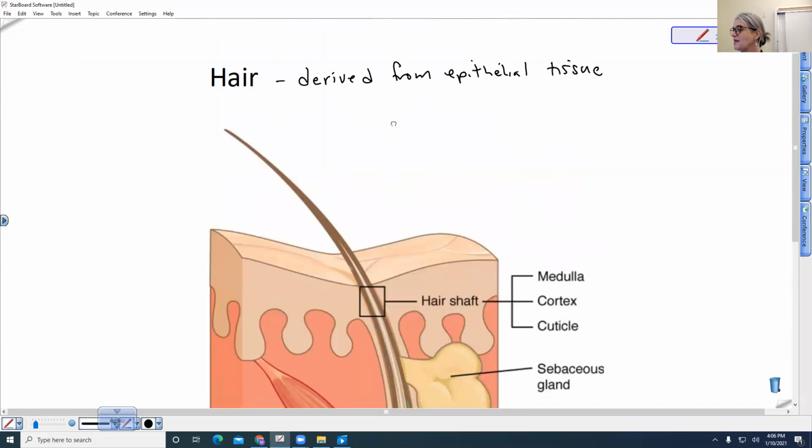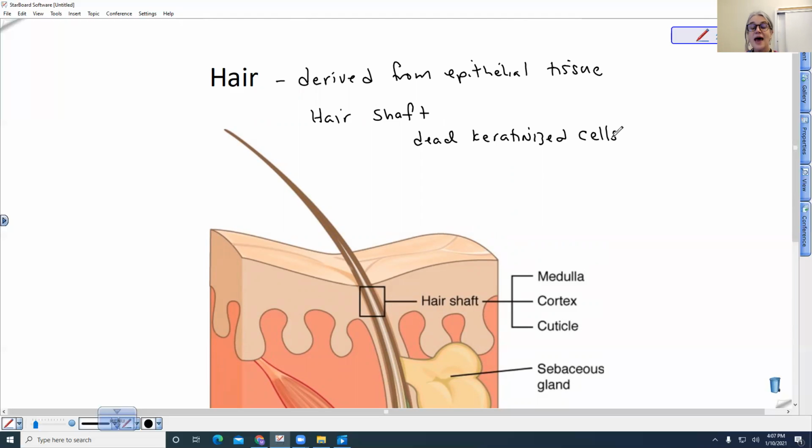So the hair follicle itself, the hair itself consists of dead keratinized cells. So the hair shaft, we'll put hair shaft. This is dead keratinized cells. And so you'll remember that these dead keratinized cells are also found on the surface of our skin.